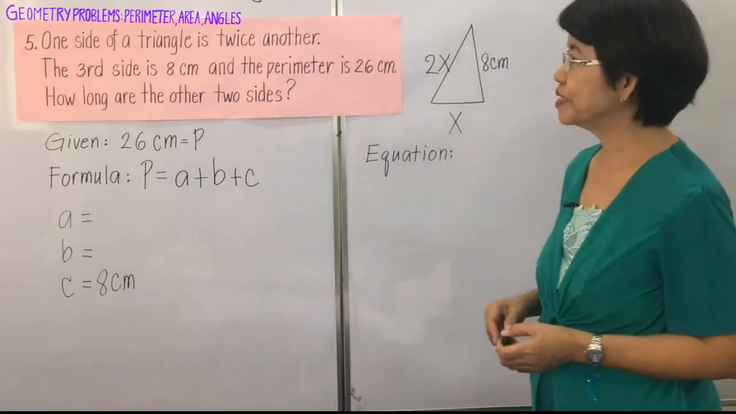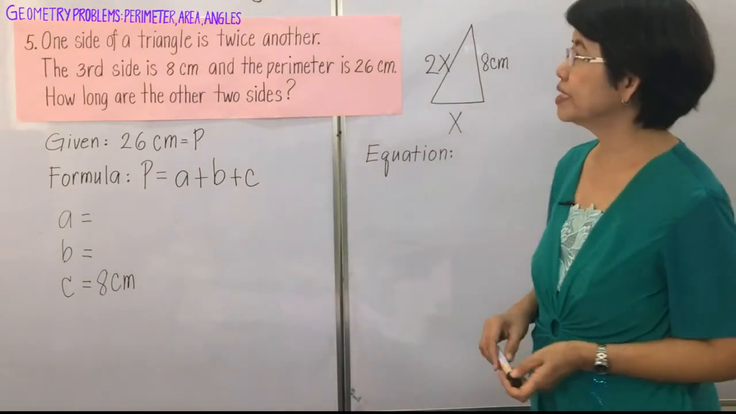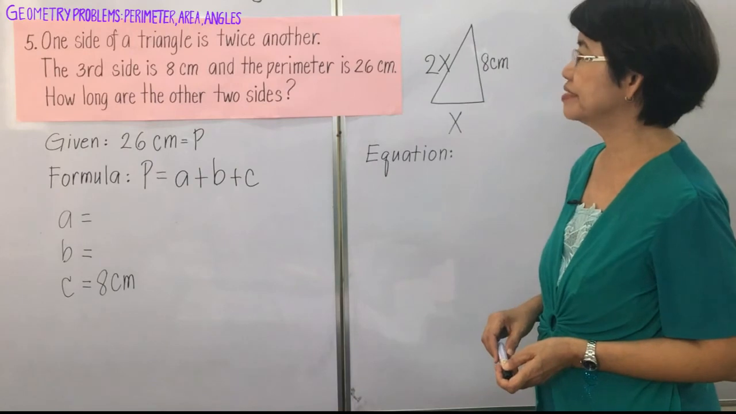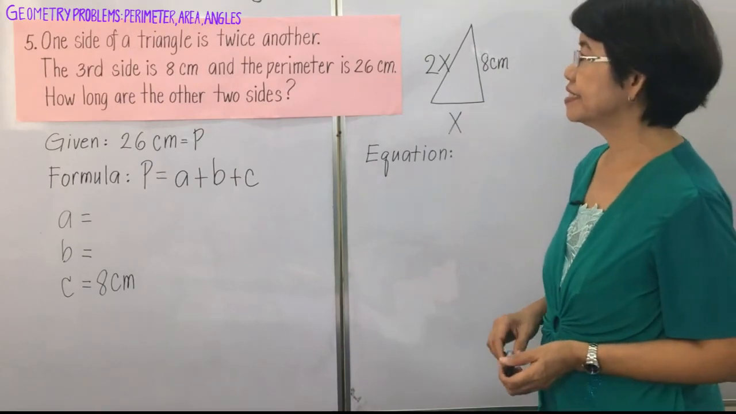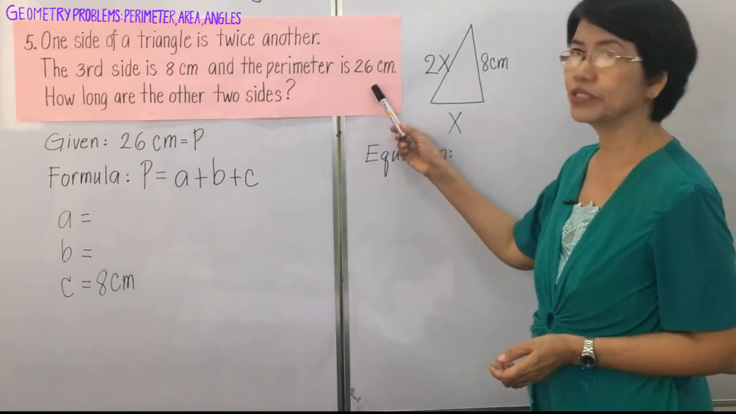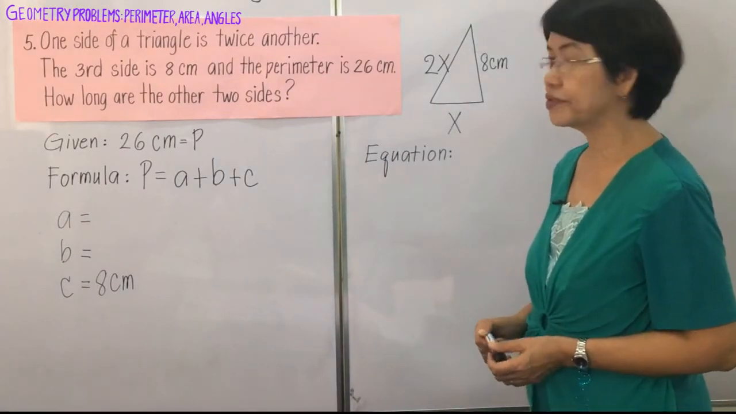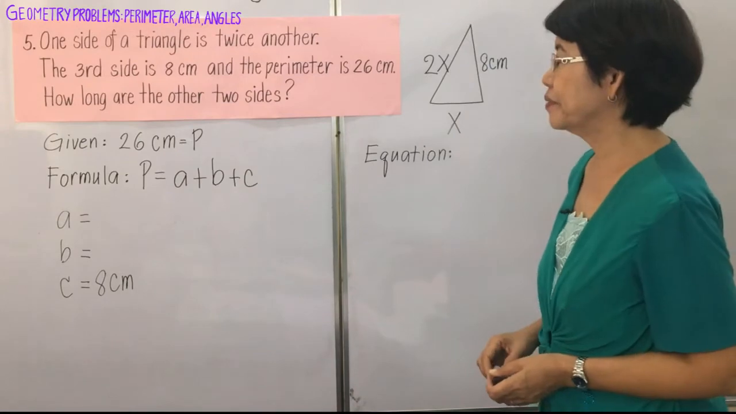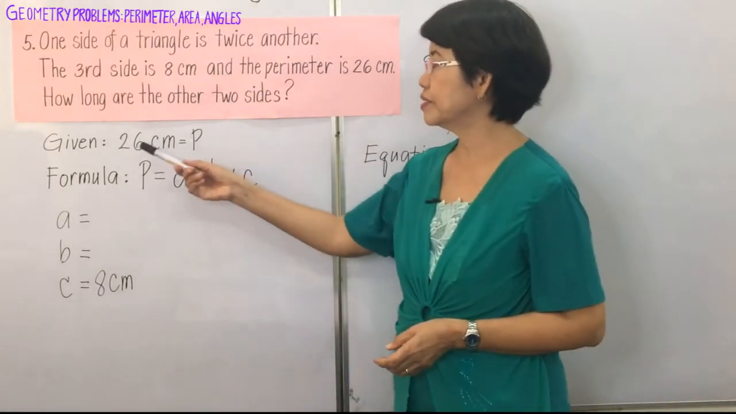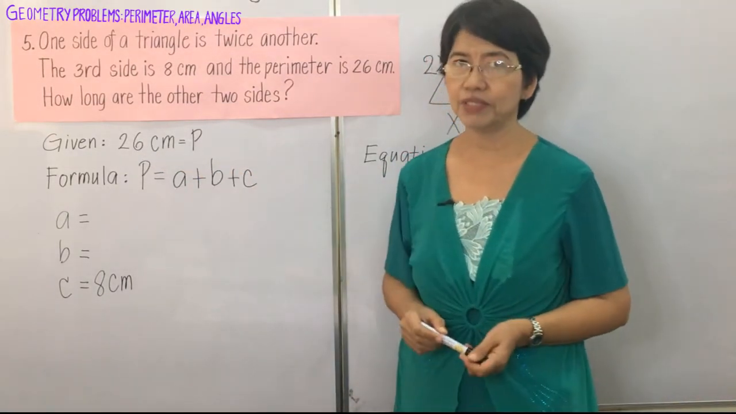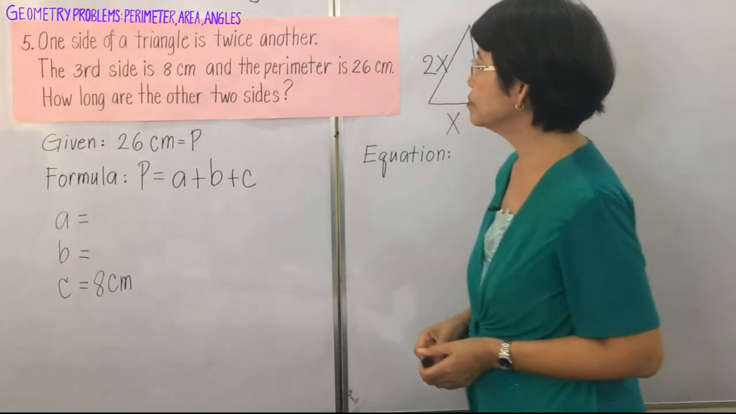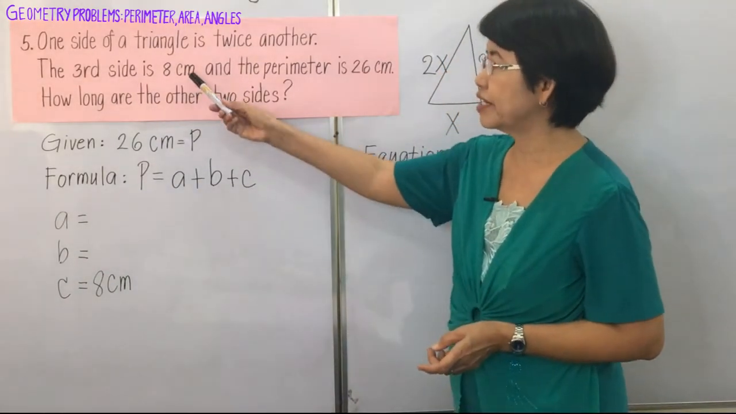Our last problem is problem number 5. One side of a triangle is twice another. The third side is 8 centimeters and the perimeter is 26 centimeters. How long are the other 2 sides? So we are given the perimeter, which is 26 centimeters, and then we're also given one side of the triangle.